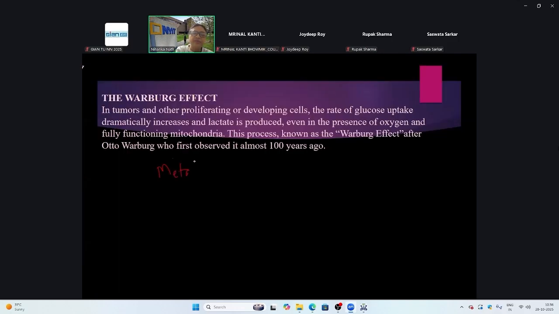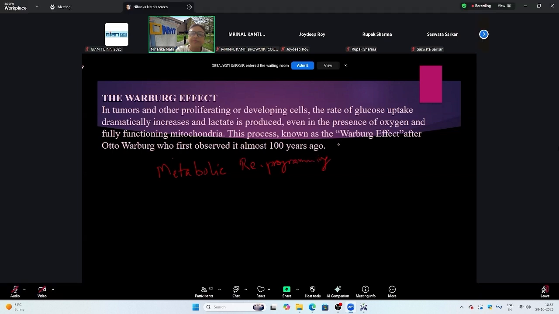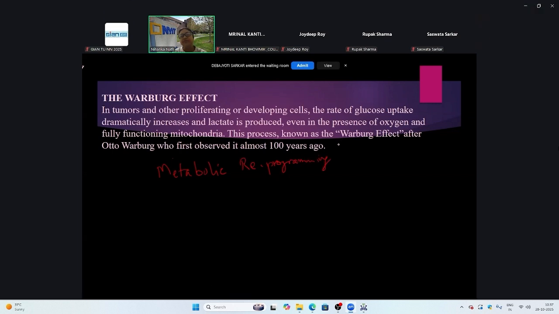there will be a metabolic reprogramming that would take place. And this metabolic reprogramming simply means that the cells will just take up glucose in enormous amounts. So the rate of glucose uptake will increase a lot.